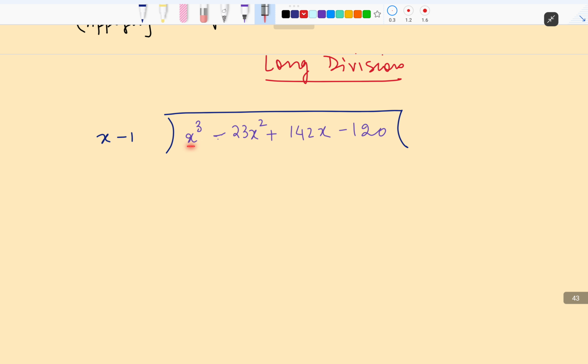Now I have x cube as my first term, right? For what can I multiply x minus 1 with to get x cube? Now think, I already have an x. If I multiply it with x square, I am going to get x cube minus x square. तो अब x cube और x cube आ गया, ये x cube eliminate हो जाएगा.